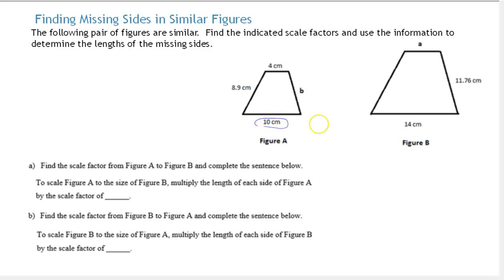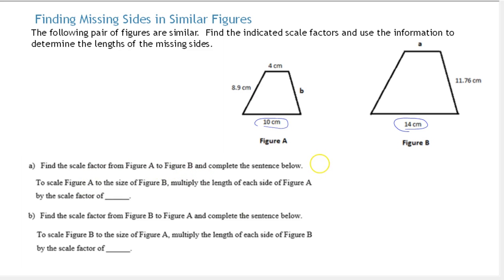So notice we know this pair of corresponding sides, so we can absolutely use this one. Notice we're actually not given any other pair. So here we know 8.9, we don't know what this is. Here we know 4, but we don't know what that is. This side we know, but we don't know what this is. So we actually need to use that pair of sides to find our scale factor. Okay. So we want the scale factor from figure A to figure B.